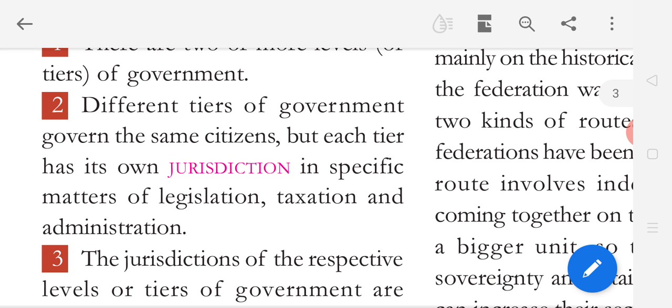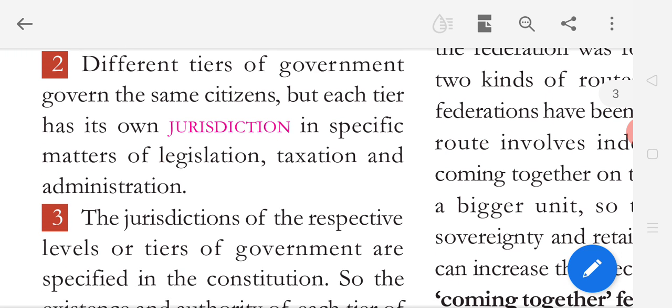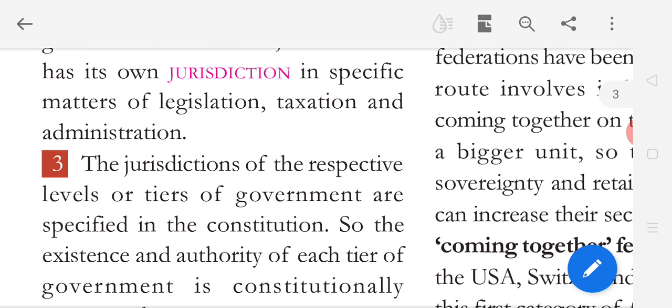But each tier has its own jurisdiction. Here you can see the meaning. Jurisdiction means legal authority. The state government has its own authority, as well as the central government also has its own legal authority in specific matters of legislation, taxation, and administration.